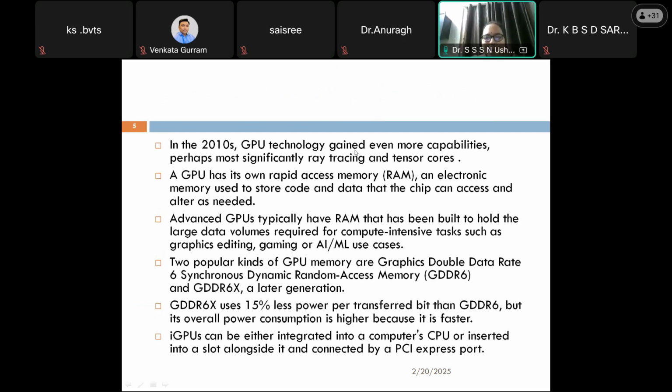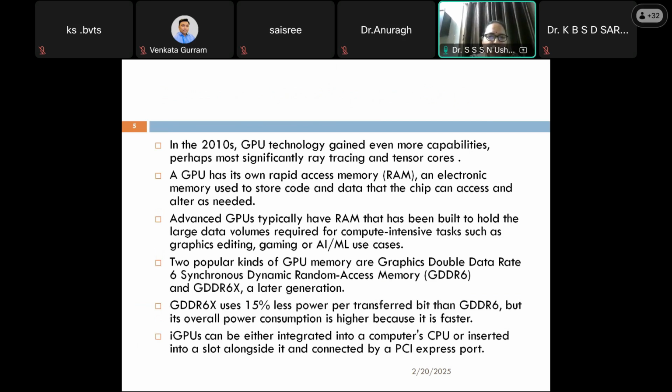From 2010 onwards, the GPU got popularity because of these tensor cores. Let us see this thing, tensor cores. Just remember this one, and in the next slide I am going to explain what this tensor core is. So why it gained popularity: because of these tensor core operations.